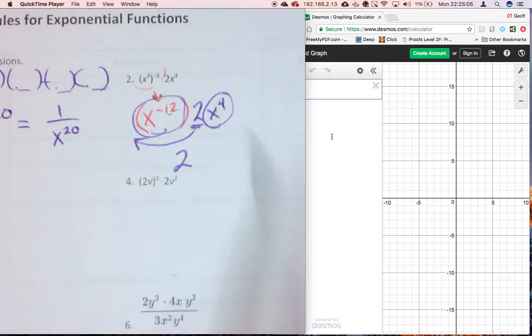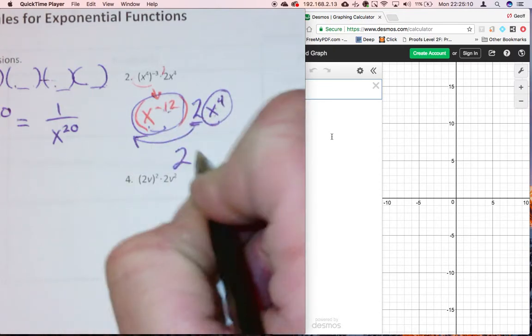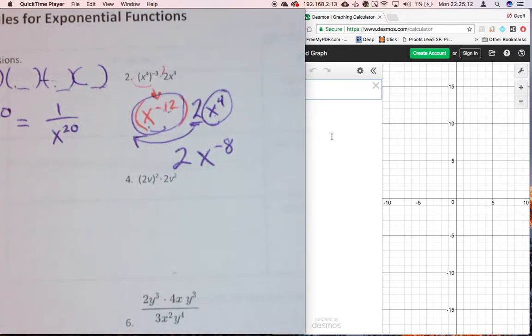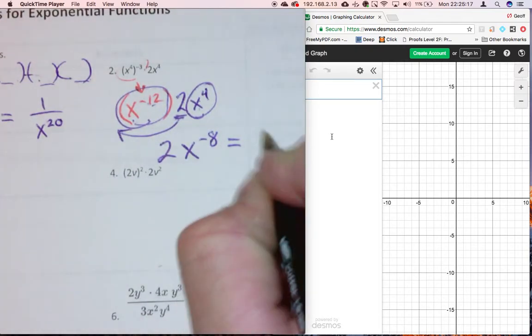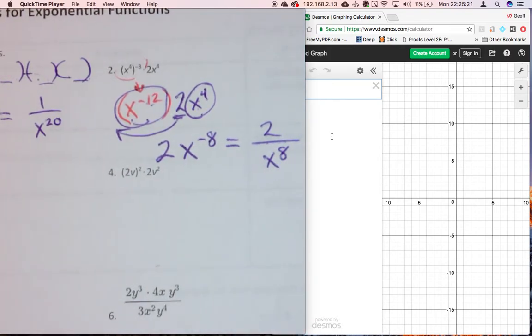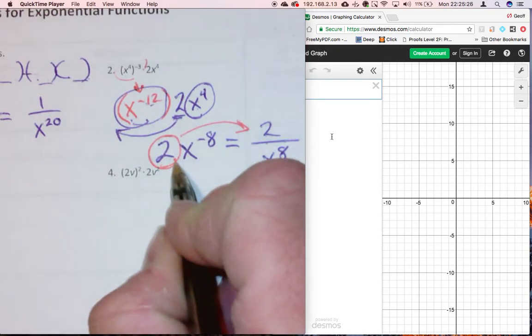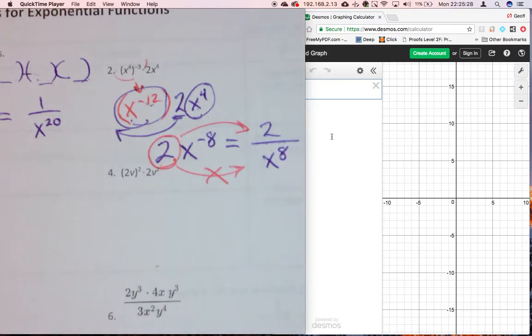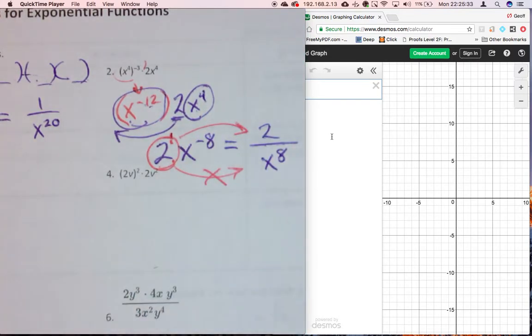So 2 moves to the front, and x to the negative 12th times x to the 4th adds to make x to the negative 8th. Again, avoiding negative exponents, this would be the same as 2 on top and x to the 8 on the bottom. And I have to write it like this because I want you to understand this 2 stays on the top. It does not go to the bottom. This 2 has an exponent that's positive. It's technically positive 1. And so the rules will not apply to it the way they do to the negative 8.